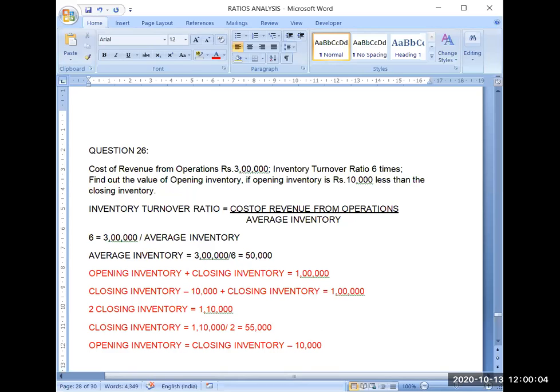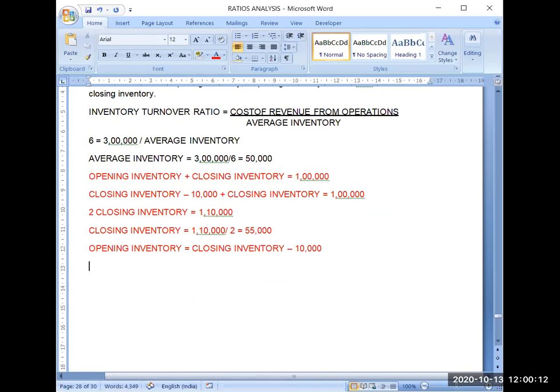So we have calculated the value of closing inventory. The question has asked that you have to calculate the value of opening inventory. So now I can calculate the value of opening inventory here. It will be equal to 55,000 minus 10,000. That's why my opening inventory value will be equal to 45,000. If any confusion is there, any queries, you can ask. And you can find out your mistakes also.